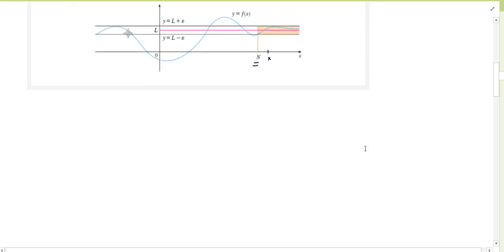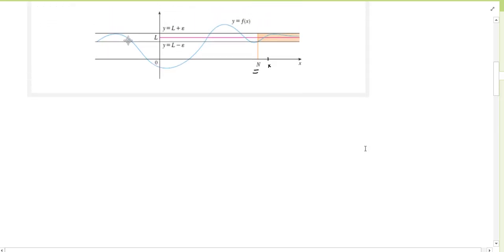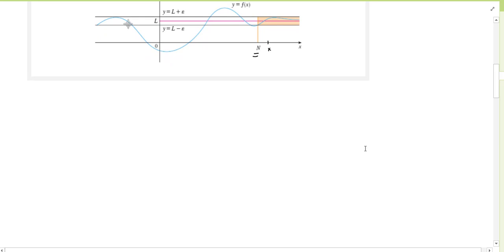Let's do an example of how to use this definition to prove a limit. Let's prove that the limit as x goes to infinity of 3x plus 2 over x is equal to 3. Looking at this limit, the powers are the same, so the limit is going to be the ratio of the coefficients. So I know that the limit should be 3.